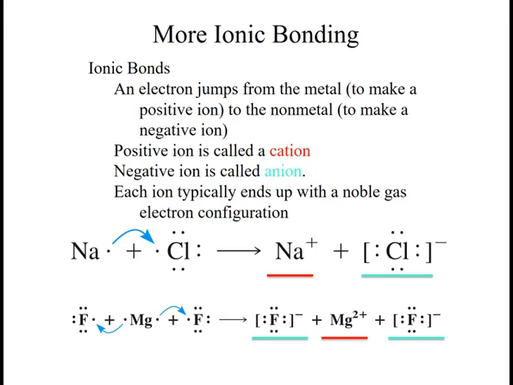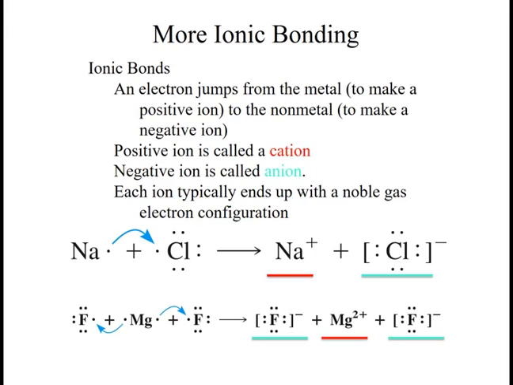So we're going to focus on first the ionic bonding. So an ionic bonding is when the electron jumps from the metal to the nonmetal to make a cation and an anion. And so each ion then typically ends up with a noble gas configuration. So here's an example. Here's sodium that has one valence electron, which we're going to define what a valence electron is in a minute. Chlorine, which has 7, goes to form Na+, that's the cation in red, and the anion in green.